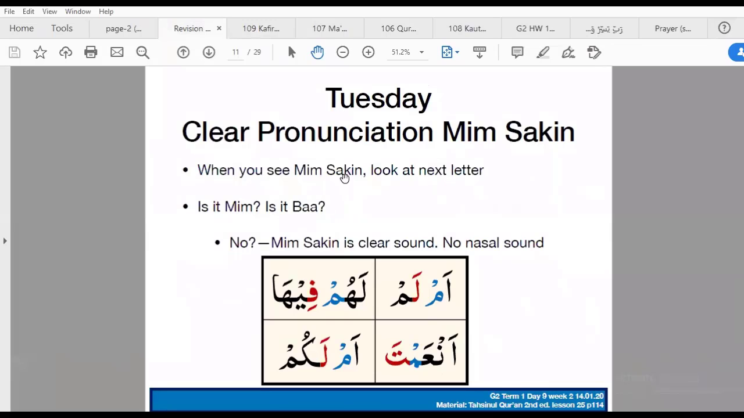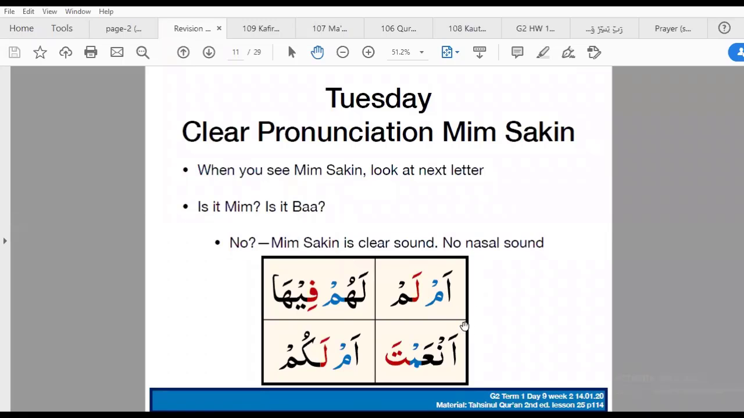The rule is clear pronunciation, meme sakin. When you see meme sakin, you look at the next letter. Just like with noon sakin, you look at the next letter, with meme sakin you also do that. Ask yourself, is the next letter a meme or is it a ba? If the answer to both those questions is no, then meme sakin is a clear sound, so no nasal sound will be produced. The only time you produce a nasal sound with meme sakin is if the next letter is meme or ba. That's something you have to be very careful of.